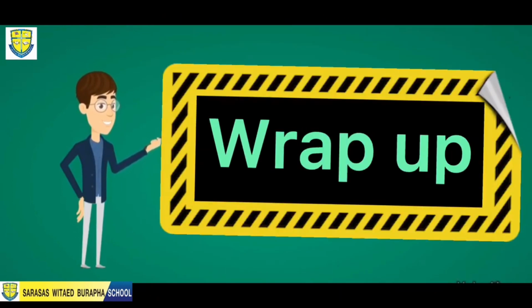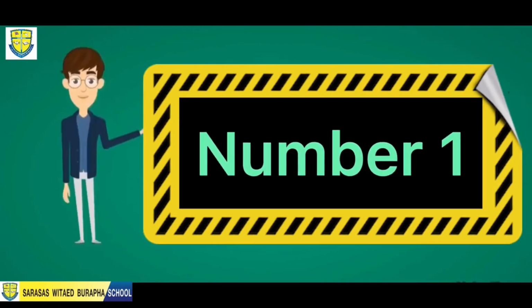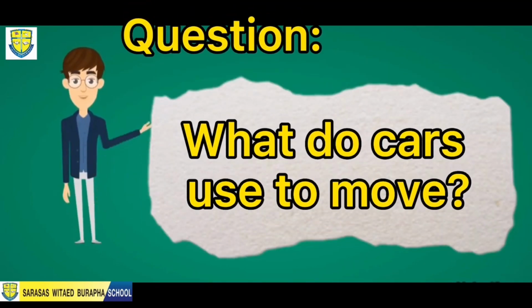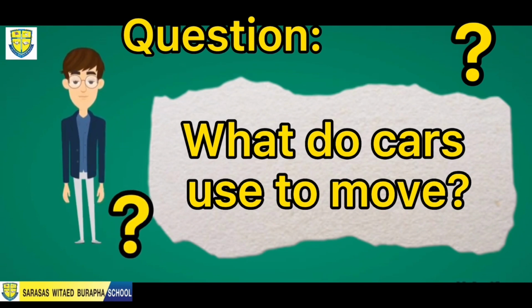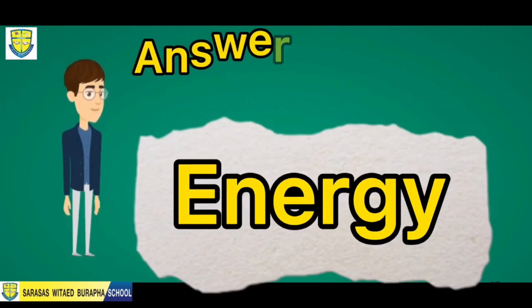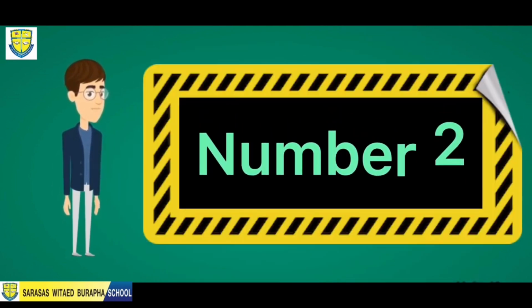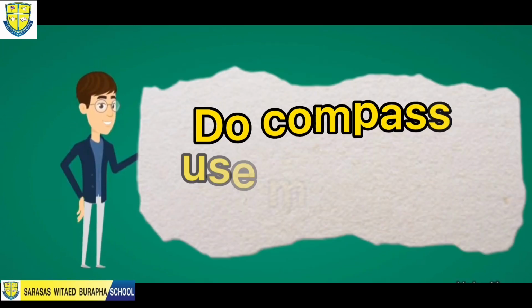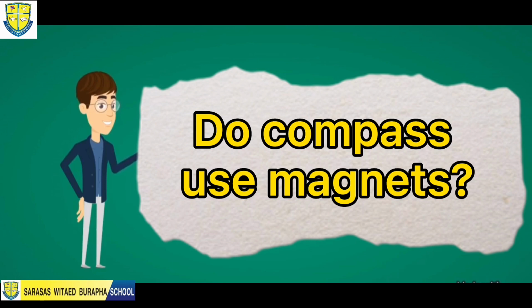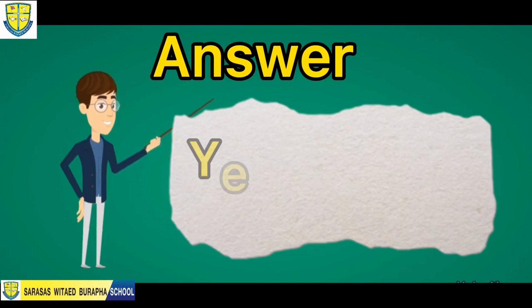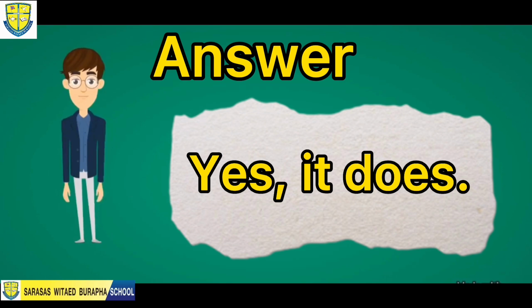Now, let's proceed with our wrap-ups. Number 1. What do cars use to move? Do you have any idea? If your answer is energy, your answer is correct. Very good. Number 2. Do compasses use magnets? The answer is yes, they do.